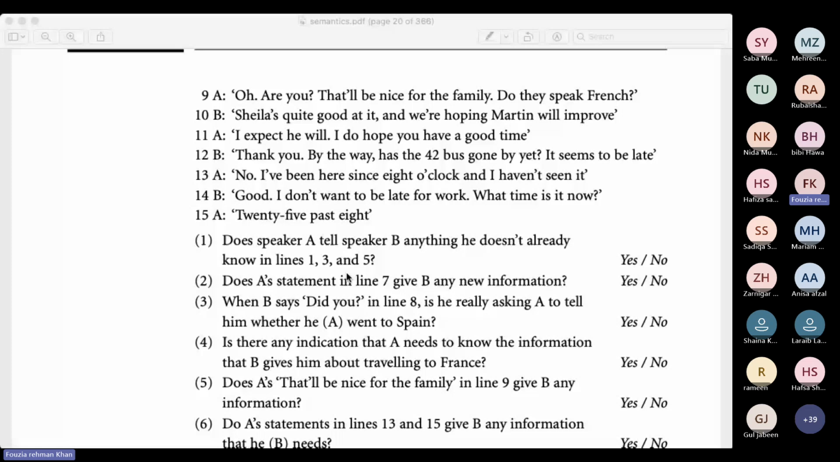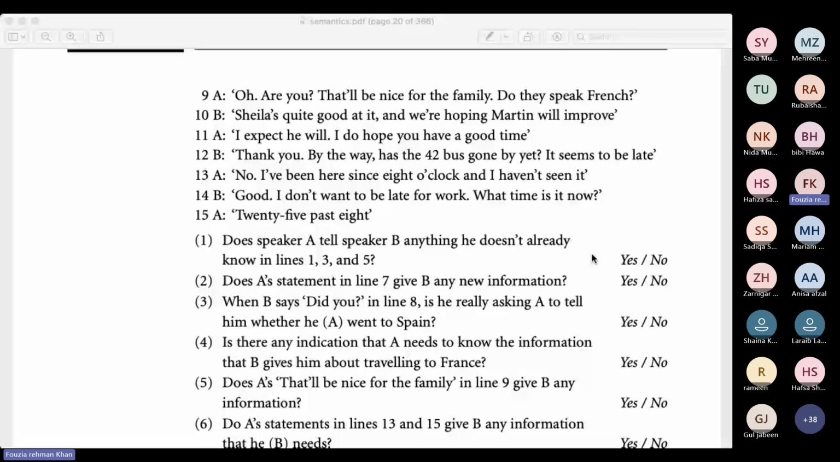And in sentence 5, he says, maybe you never know what to expect, do you? He's not giving any information here, right? So the answer to this question is no. And you will be giving reasons also. Now, the next one tells you, does A's statement in line 7 give B any new information? So in 7th, he says, yes, we went to Spain. This is informative. When B asks, have you been away on holidays? So, this is information that they have gone to Spain for holidays, right?